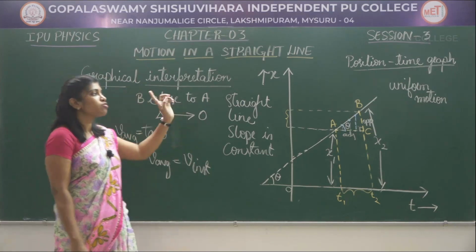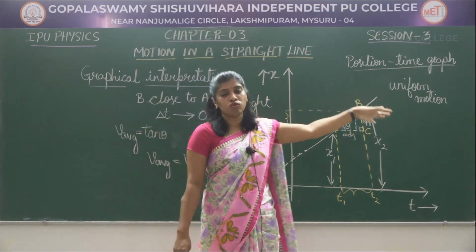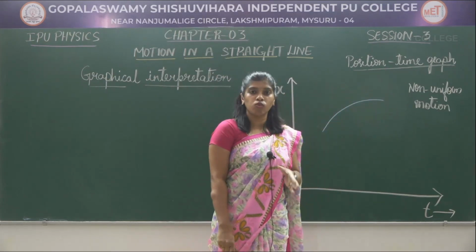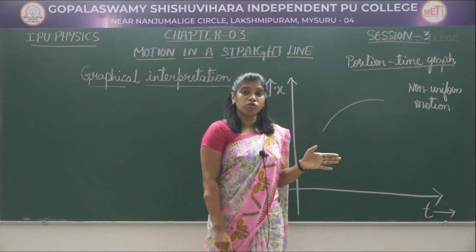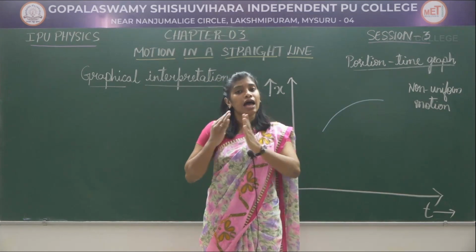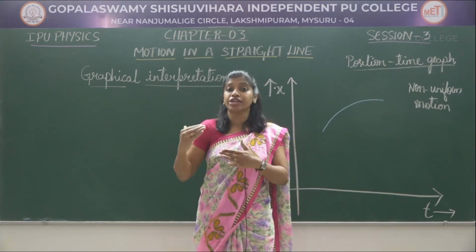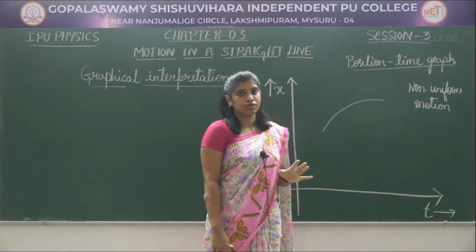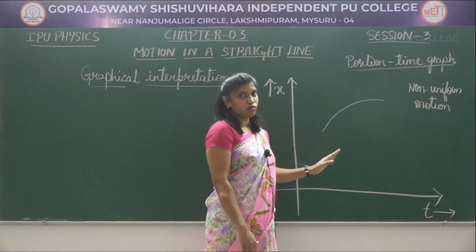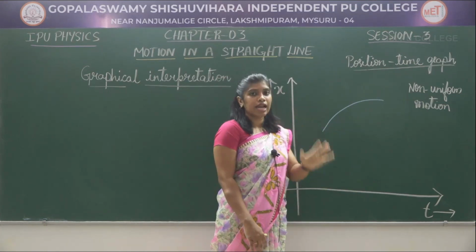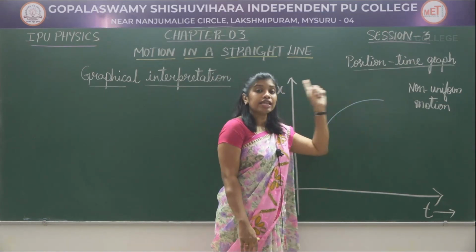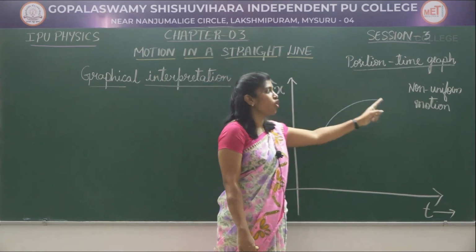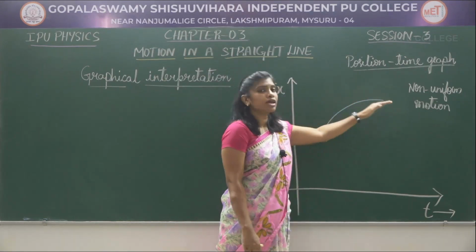So, next case I am going to take a non-uniform motion. Case 2 is for a non-uniform motion. So, what is non-uniform motion? When a body travels unequal distance in equal intervals of time, that motion is said to be a non-uniform motion. Since this is a non-uniform motion, a position time graph will be a curve. In case of a uniform motion, it was a straight line. But since this is non-uniform, this becomes a curve.